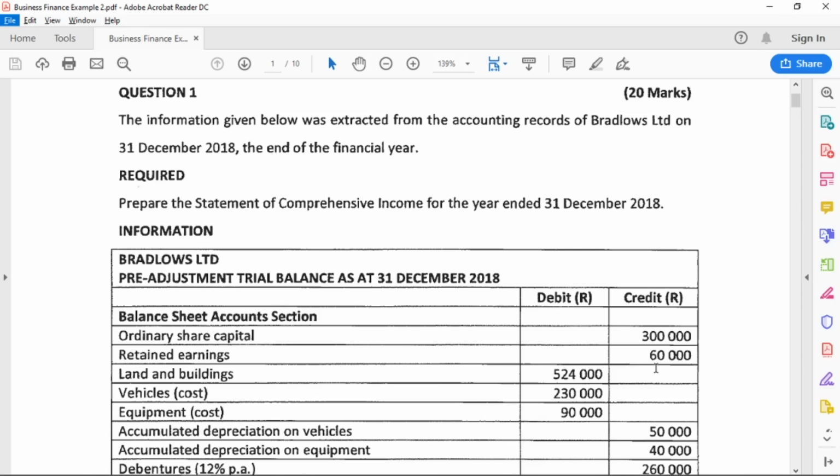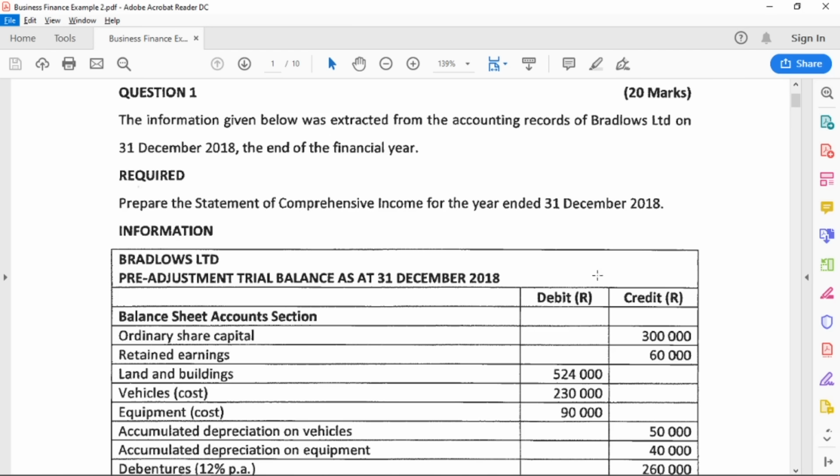Welcome to Countouts. In this lesson, we're going to be looking at the statement of comprehensive income, or the income statement. We're going to go through an example of how to complete the income statement when we are given the pre-adjustment trial balance and additional information. So we'll go through it line by line and in great detail.